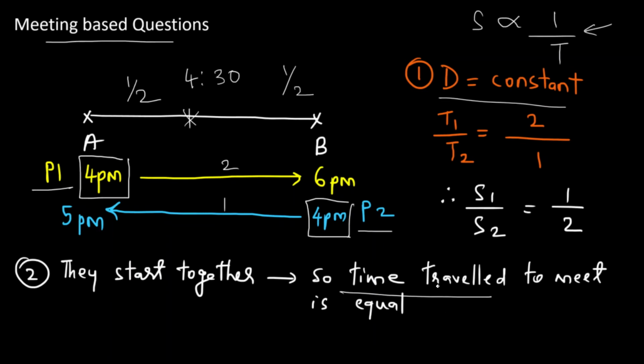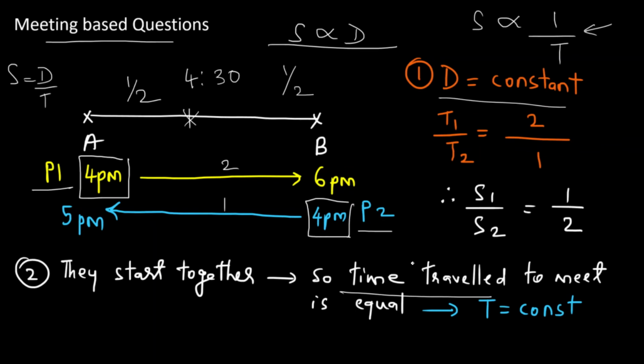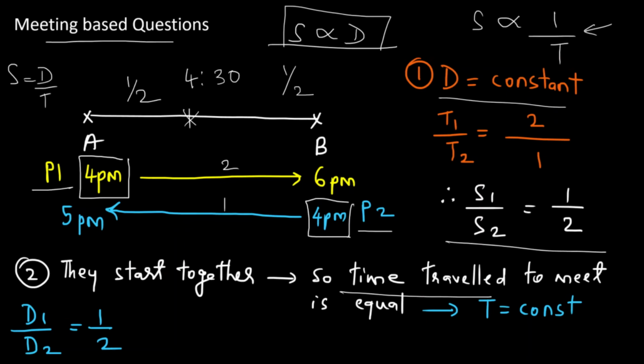Alright, let's proceed. Now, over here, because the time is constant, we know that when time is constant, speed is directly proportional to distance, right? Because remember, you don't need to by heart these. Speed is distance by time. Just remove the constant part. So you're removing time because time is constant. So speed and distance are in the numerator. So speed is directly proportional to distance. Therefore, S1 by S2 will be equal to D1 by D2. And hence, because we already have S1 by S2, D1 by D2 will be equal to 1 by 2. Alright, let's keep that aside.